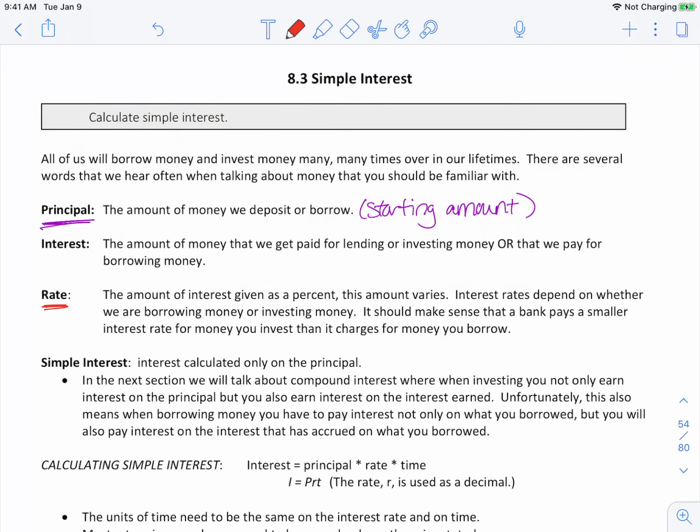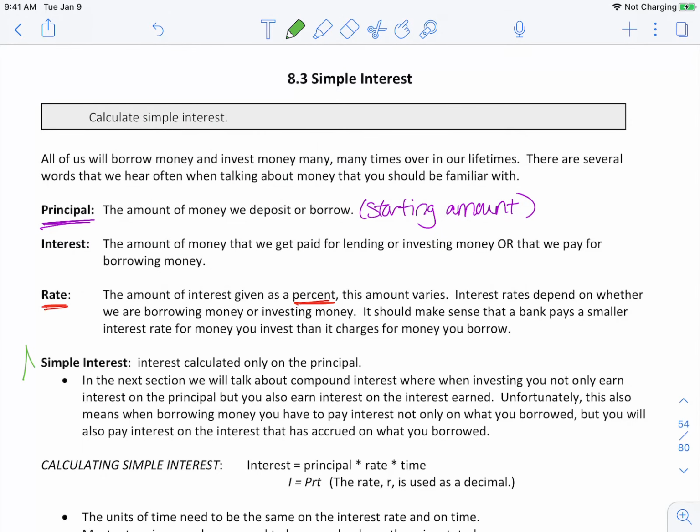Next is rate, the amount of interest given as a percent. This amount varies. Interest rates depend on whether we are borrowing money or investing money. It should make sense that a bank pays a smaller interest rate for money you invest than it charges for money you borrow.